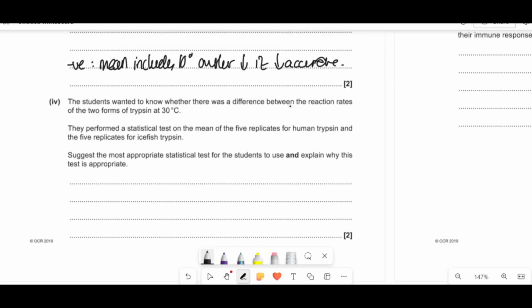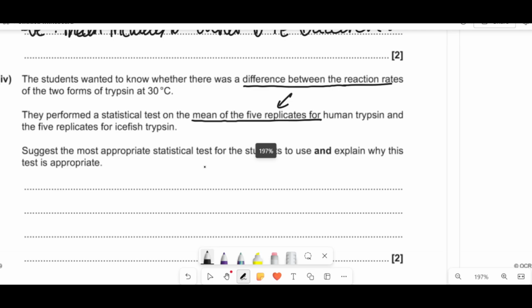So then the students wanted to know if there was a difference between these reaction rates. They performed a statistical test on the mean of the 5 replicates of the human trypsin and the 5 for the trypsin from the ice fish. What's the best statistical test? Explain why. So they're doing a statistical test on the mean of the 5 replicates, and they're looking for a difference between the reactions. Well, really, we're looking at, remember, reaction rates, they're measuring the means. So we're looking to see if there's a difference between the two means. So we're going to be doing an unpaired t-test.